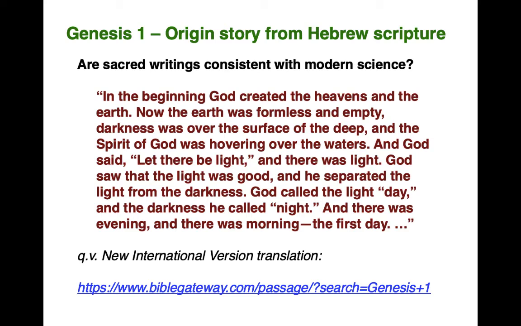And God said, "Let there be light," and there was light. God saw that the light was good, and he separated the light from the darkness. God called the light day, and the darkness he called night. And there was evening, and there was morning. That's the first day. Here I'm using the New International Version translation. You should feel free to look up other translations, using Bible Gateway, that's a nice website.